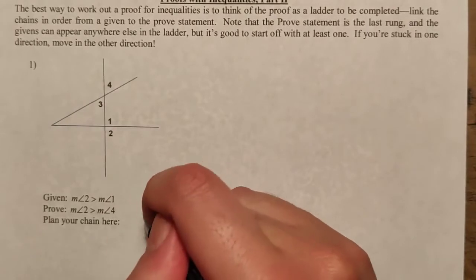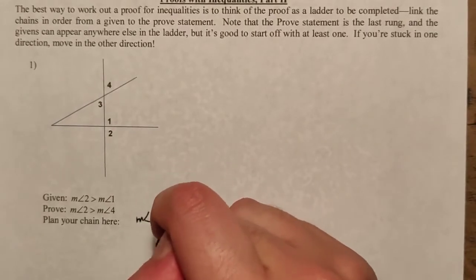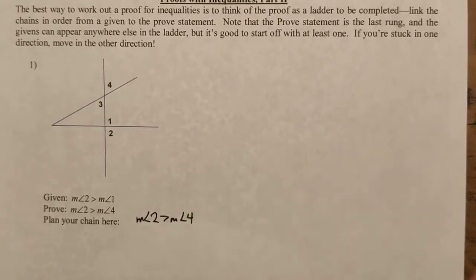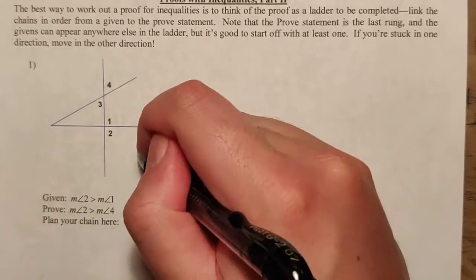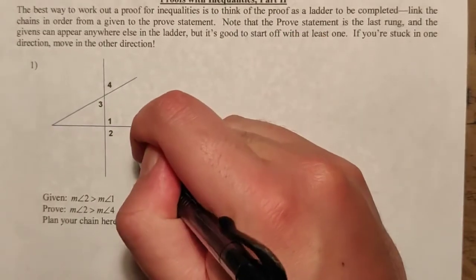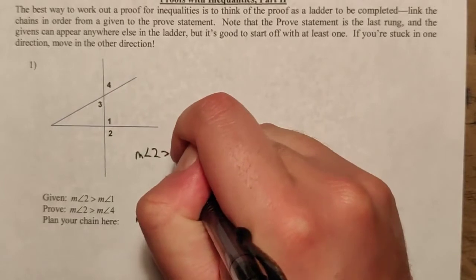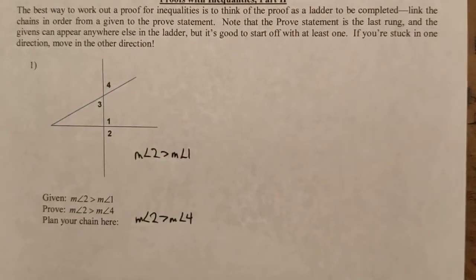So we know that in this situation, for instance, we want to show that the measure of angle 2 is greater than the measure of angle 4. We know that's going to be the last step of our rung, and we know that the measure of angle 2 is greater than the measure of angle 1. That's going to be important to us later. I don't know how yet, but we're going to try to put that together.